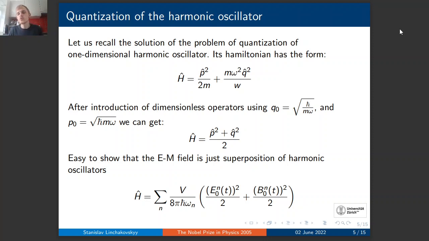To do that, let us recall the solution of the problem of quantization of the one-dimensional harmonic oscillator. Its Hamiltonian has the form of the first equation on this slide, and if we introduce dimensionless operators, we can get something like this: a sum of two quadratic operators, where one is proportional to the time derivative of the other. Using Maxwell equations and the Poynting vector, we can find the Hamiltonian of the electromagnetic field as a superposition of many different harmonic oscillators, as shown in the third formula on this slide.